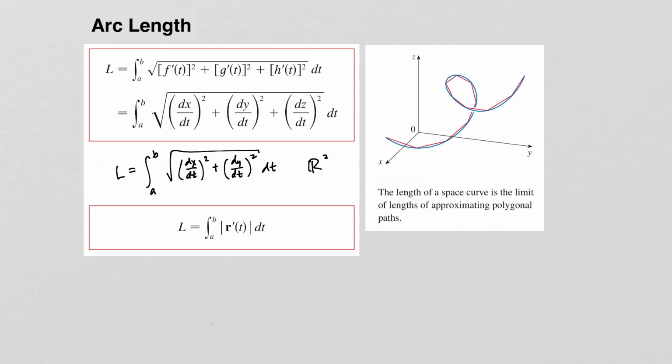Now it should be noted that this arc length formula can be summarized as simply the integral from a to b of the magnitude of the derivative of the vector r, where the vector r is simply given by the parametric equations x of t, y of t, and z of t, or if you like, f of t, g of t, and h of t.